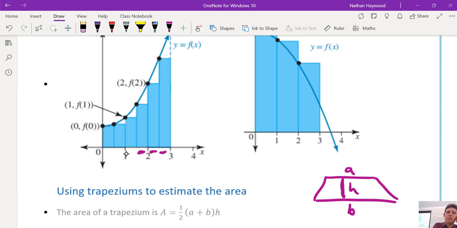Okay, so we're going to use 0.5, or we're going to use 1 for the height. It's always 0.5 or 1, or 2, something like that. And then the A and the B, what are those on the graph? If this is the trapezoid here, that's the width. What's the A and the B? The two y values.